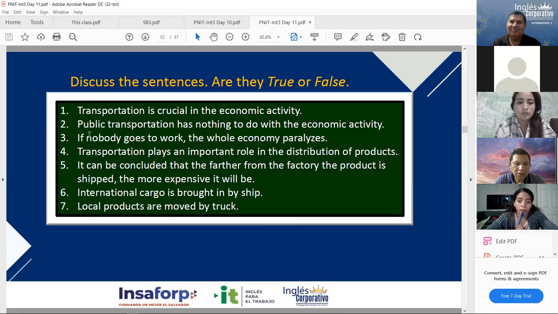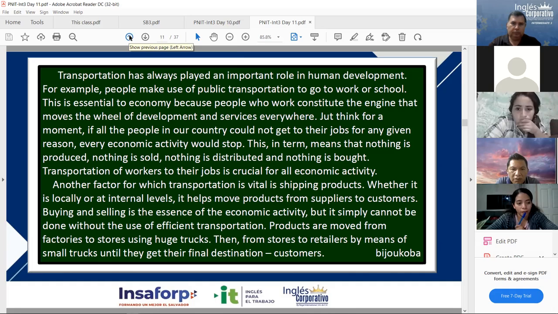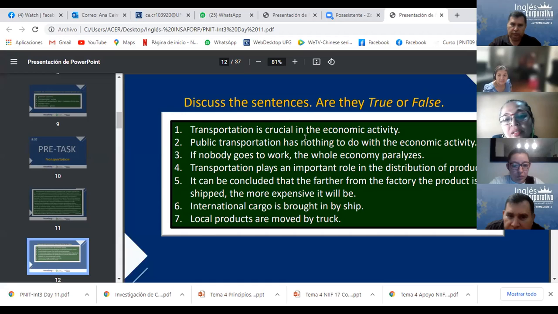Can you read the text again, Nelson, please? Yes, in this case, transportation is crucial in the economic activity. Then our answer is true. The public transportation has nothing to do with the economic activity. It's false.